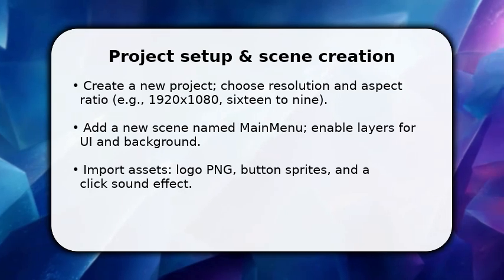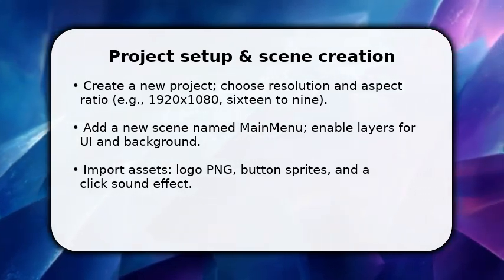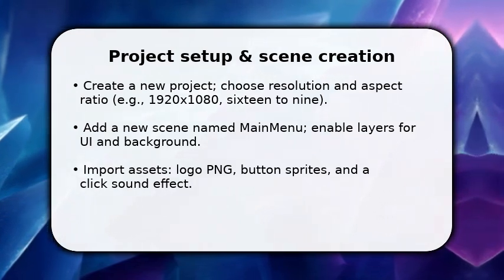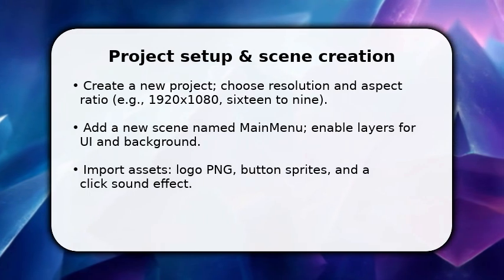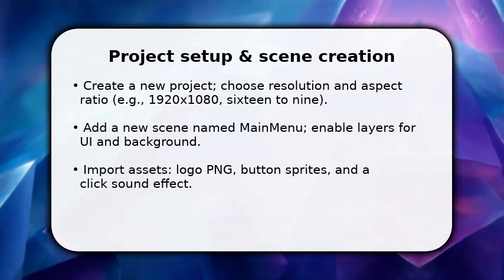You start by opening your GDevelop project and adding a dedicated main menu scene so the UI is isolated. Create 2 layers, background for visuals and UI for interactive objects. Import your logo, button sprites, and sounds into the project and drop them into the main menu scene.